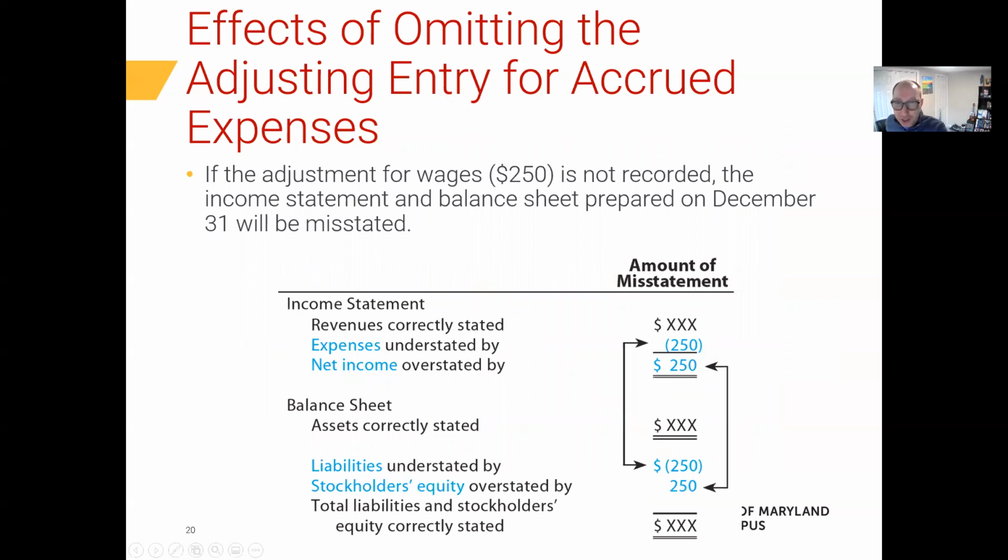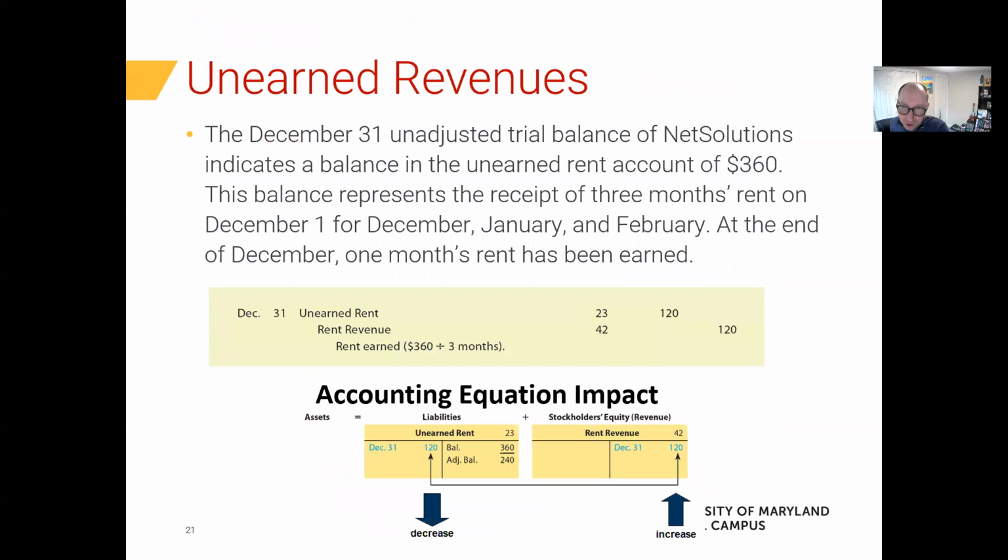And we can see what would happen if we were to not make that entry. What happens to our statements? We'd be understating our expenses by $250 if we did not record that transaction, or before I recorded that transaction. We would be overstating our net income by $250 and overstating our stockholders' equity by $250. It just kind of shows us the effects, right? That's the idea.